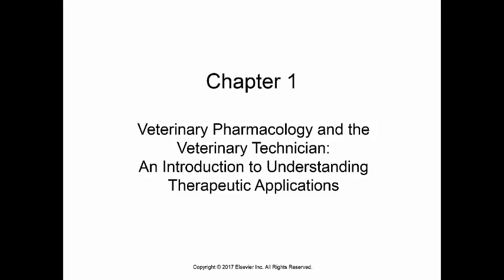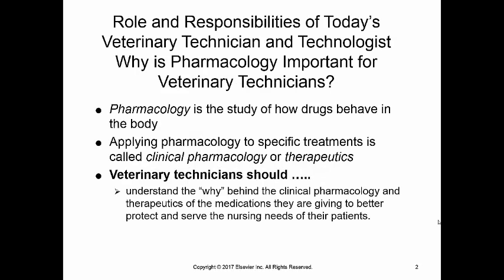This is Chapter 1, Veterinary Pharmacology and the Veterinary Technician. So this is an introduction to understanding the therapeutic applications of drugs in pharmacology. So we start off with some key terminology here, starting off with what pharmacology is.